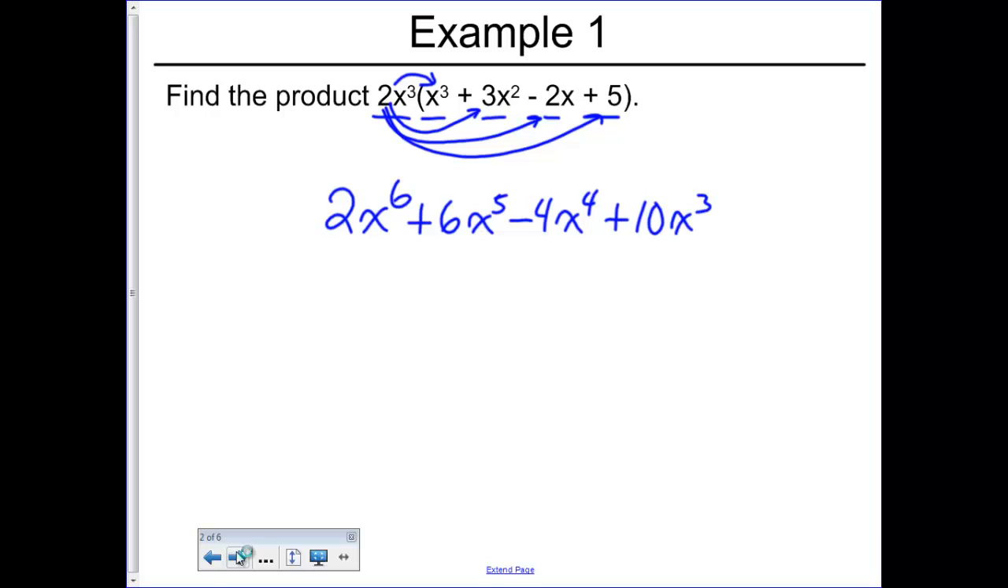So we still end up having 4 terms. Our leading coefficient is a 2, and our highest degree is 6. So this is a 6th degree polynomial.